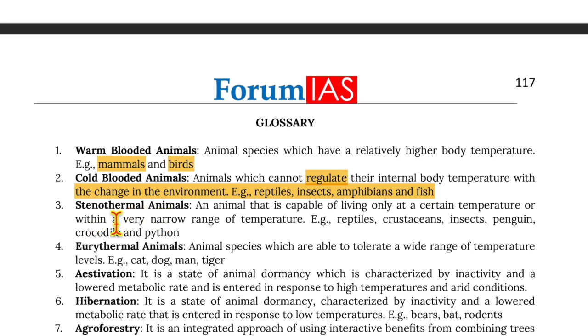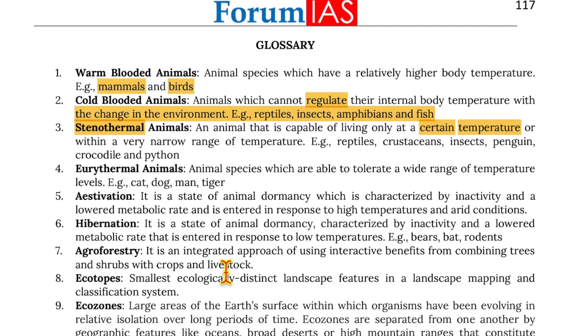Now, stenothermal animals: an animal that is capable of living only at a certain temperature or within a very narrow range of temperatures. Examples would be reptiles, crustacean, insects, penguin, crocodile, python, etc. Euthermal animals: animals which have been able to tolerate a wide range of temperature levels. Examples: cat, dog, man, tiger.